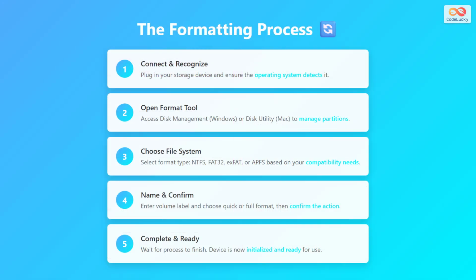The formatting process involves 5 steps. First, connect your storage device and ensure the operating system detects it. Second, open the formatting tool such as Disk Management on Windows or Disk Utility on Mac. Third, choose your file system type based on your compatibility needs. Fourth, give your device a name called a volume label, choose between quick or full format, and confirm the action. Finally, wait for the process to complete. Your device is then initialized and ready for use.